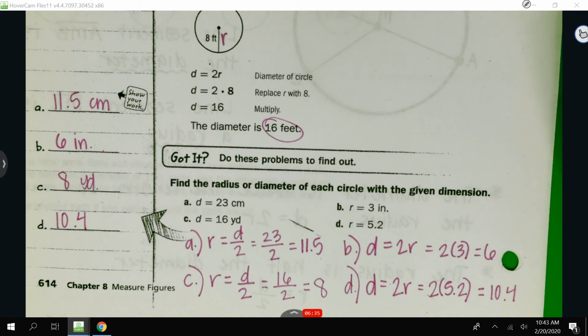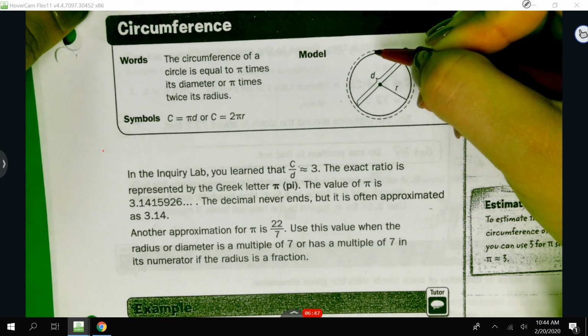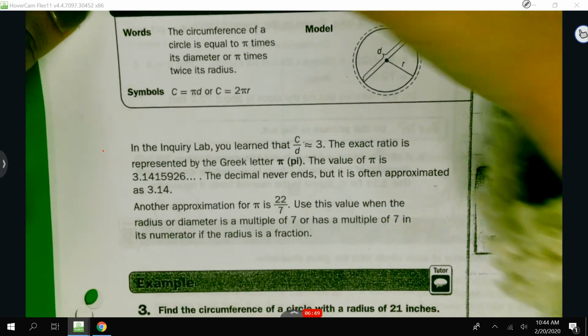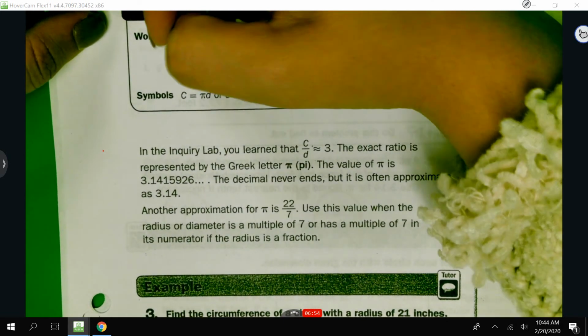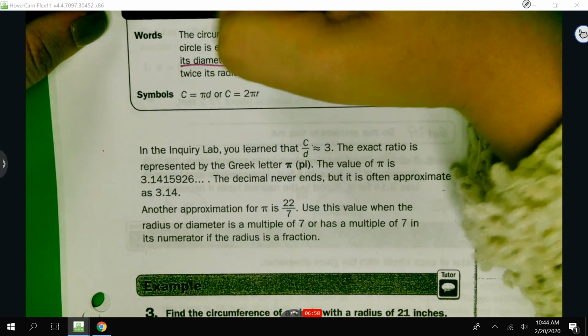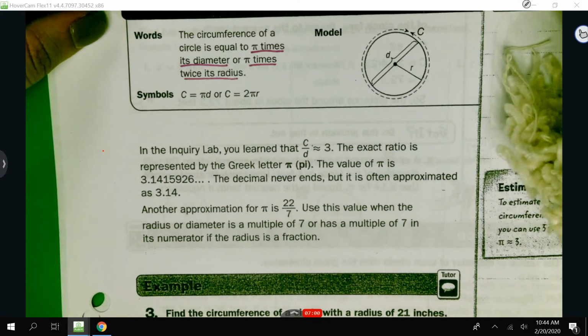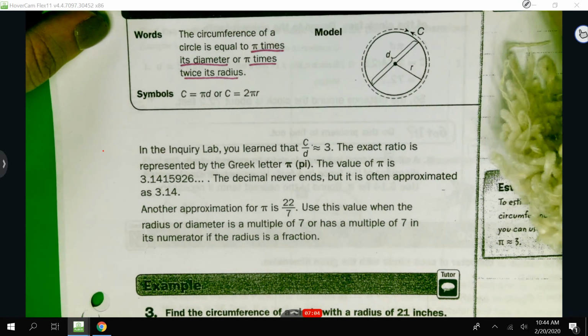Okay, so we're going to use what we know about diameters and radius to find the circumference. So flip over. So remember, the circumference is the distance around the circle. Okay, you can find that by multiplying pi times the diameter, or pi times twice its radius. Okay. So that symbol right there is called pi.